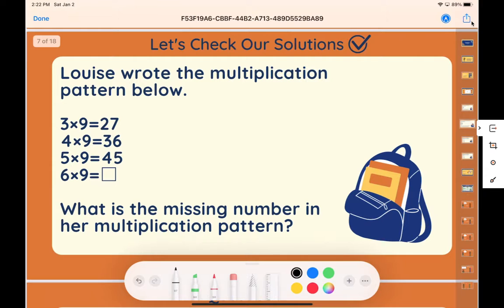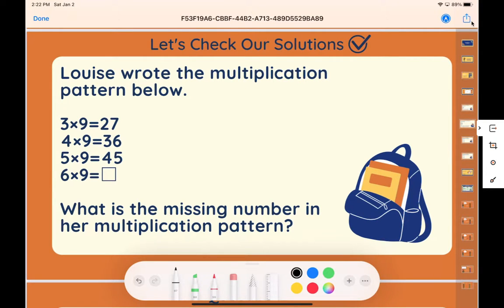All right, guys. Well, let's check our solution. We have Louise's pattern. 3 times 9 is 27. 4 times 9 is 36. 5 times 9 is 45. And 6 times 9 is what? Well, there are several strategies that we could use to solve this problem.